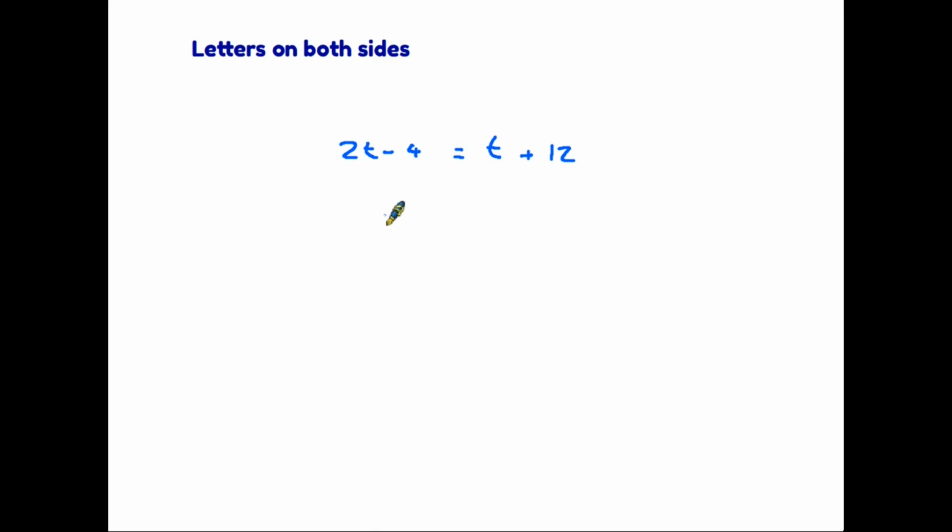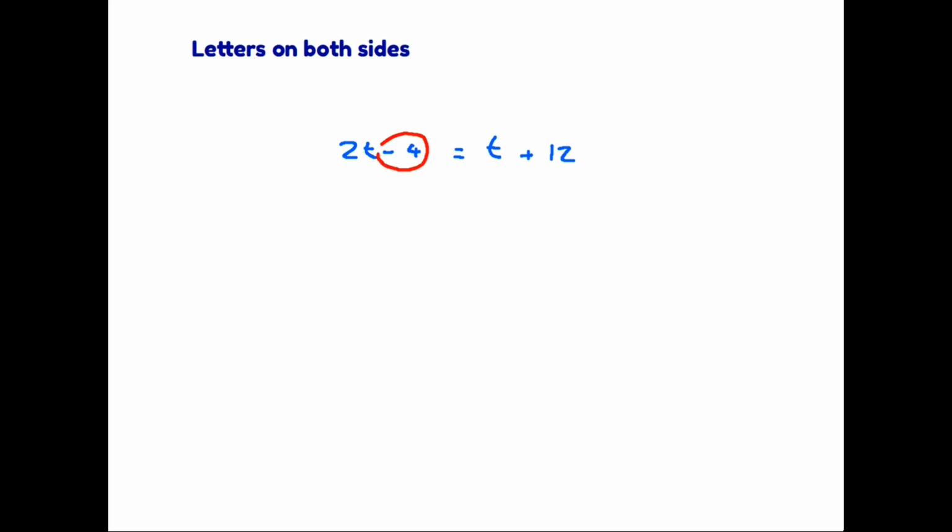Now let's take things up a little step, and here we have an equation where we have a letter on both sides of the equation. So we've two things to do here. Not only do we have to get the t on one side on its own, we have to get all the t's onto one side. So where would we start? Well, let's follow the BIDMAS backwards rule again and start moving things away from the t here.